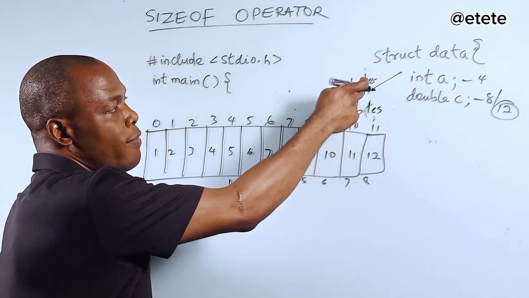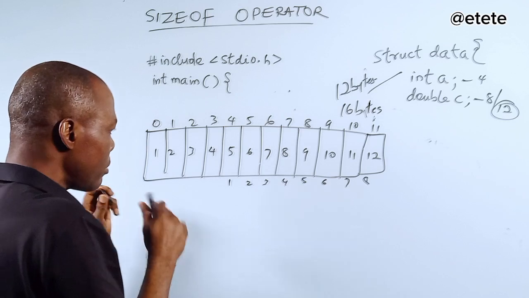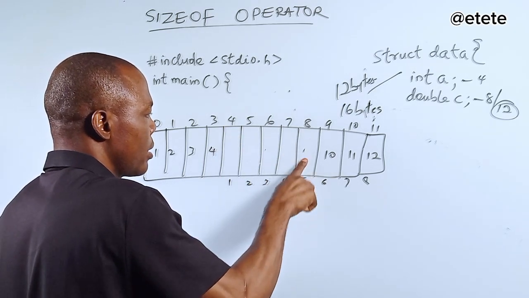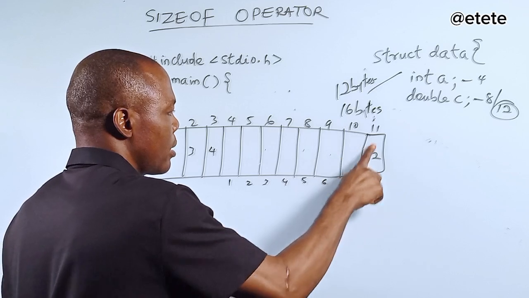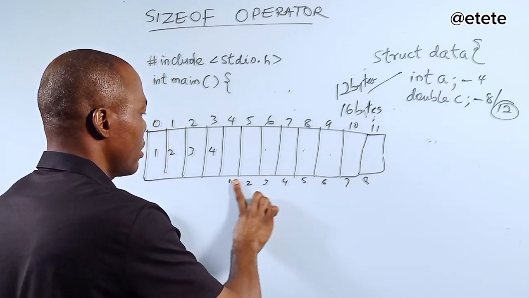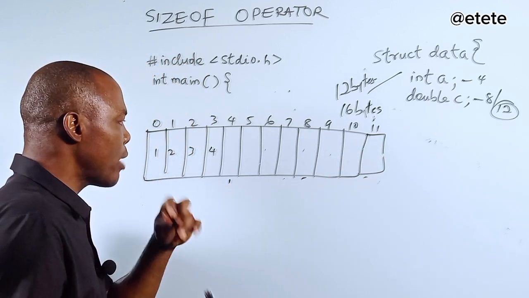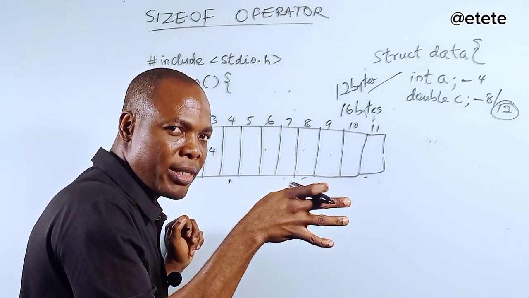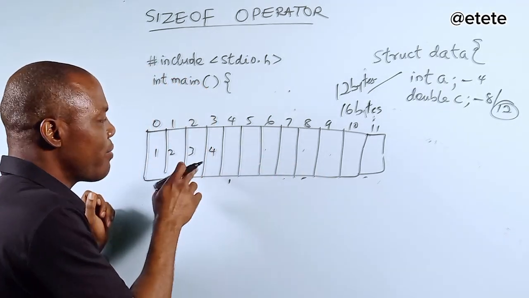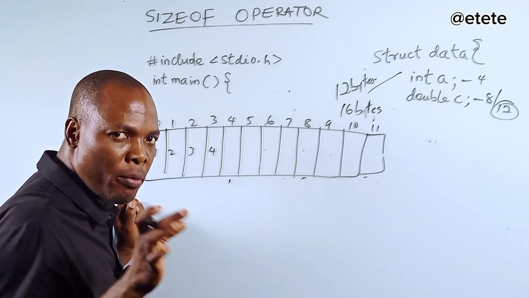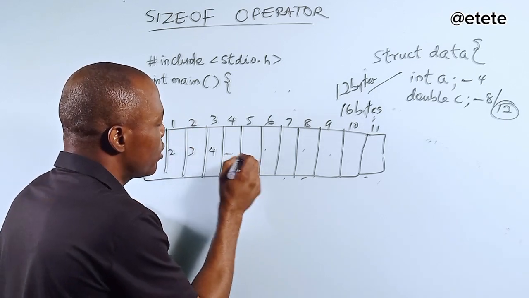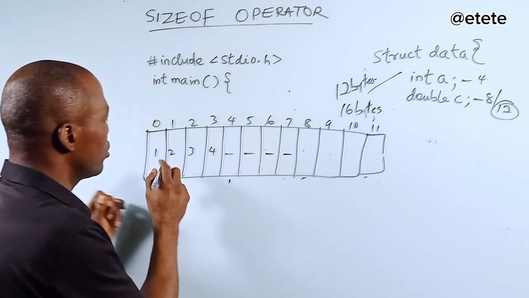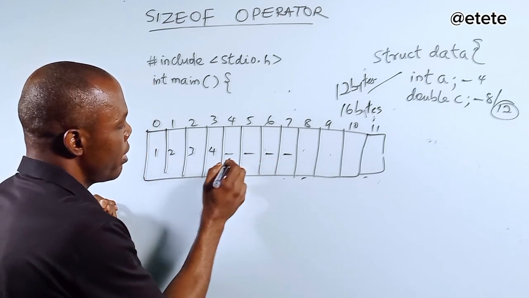16 bytes instead of 12 bytes. Why? Because the processor is going to access that memory in 8 bytes at a time, and you have assigned the integer, which is only 4 bytes, so the system will pad it. 1, 2, 3, 4, and then it's going to give you 5, 6, 7, 8.